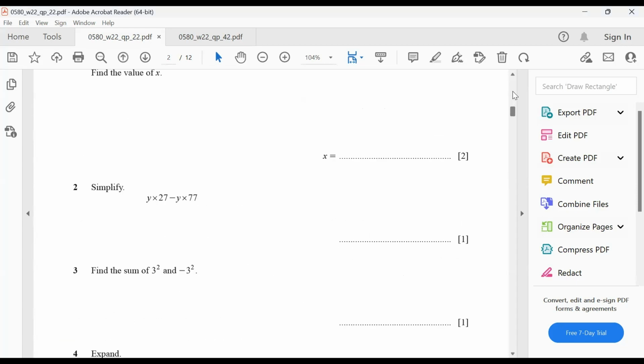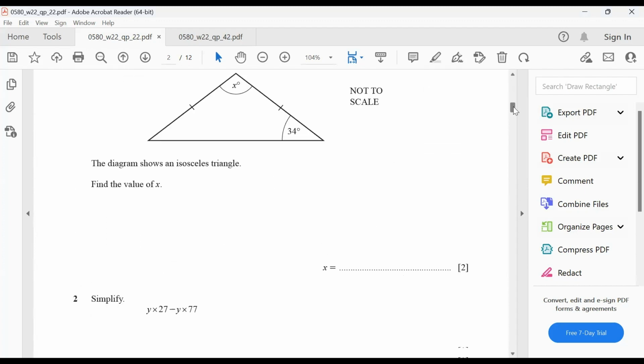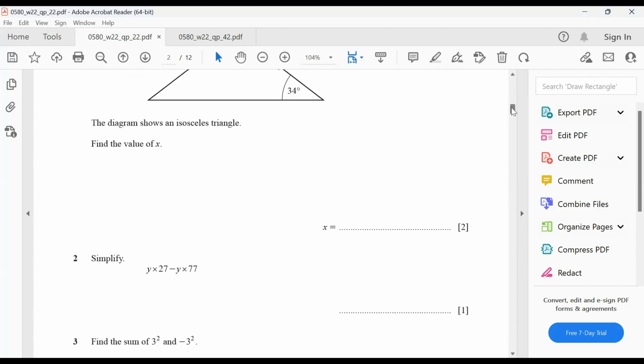So question one is basically about triangles, which is pretty straightforward and very easy. So we have an isosceles triangle with a base angle of 34. Now we know that in an isosceles triangle, the base angles are equal. That means we have 34 on one side and this angle is also 34. We have to find the top angle x.